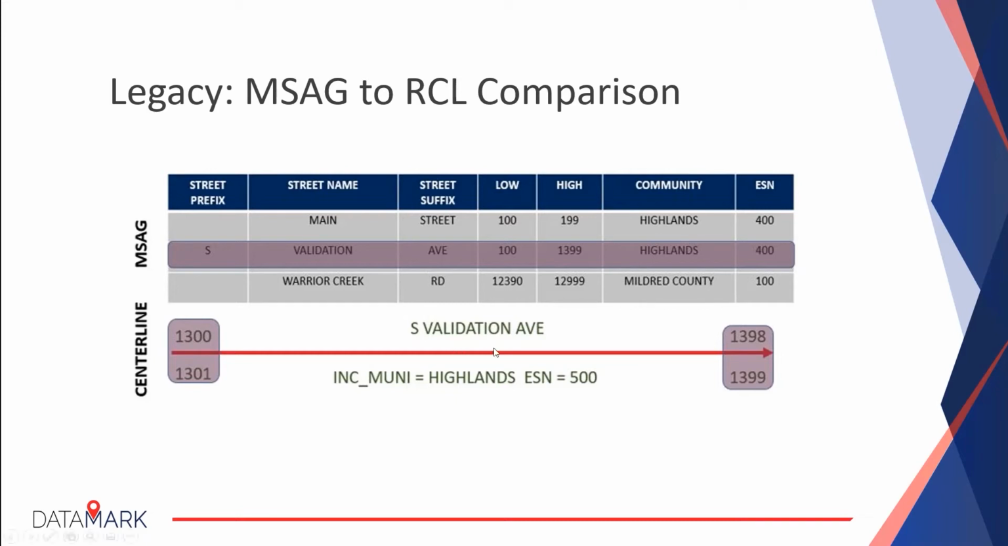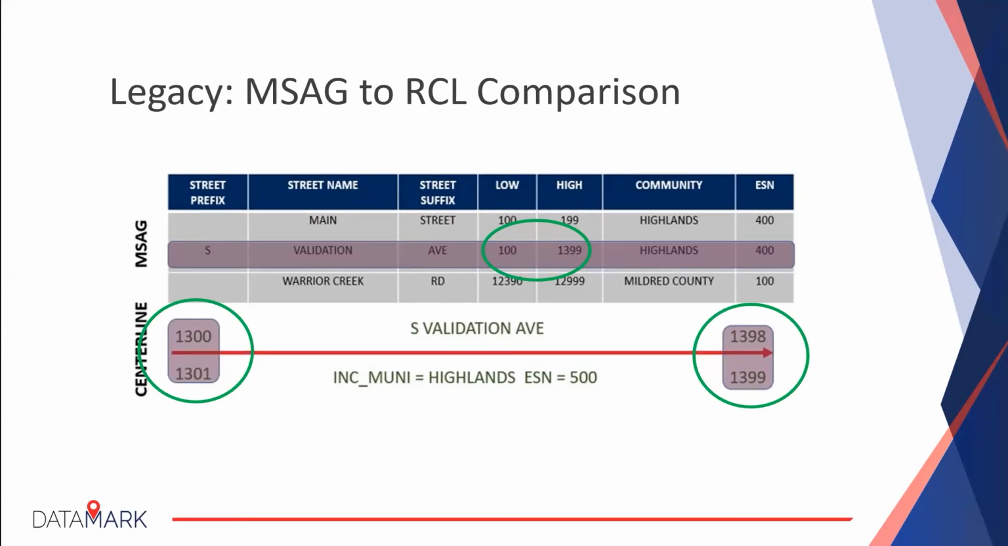So for example, the low to high range in your MSAG is going to get compared to your low to high range in your centerline. Now, the low to high in this MSAG is 100 to 1399, while your actual GIS range is 1300 to 1399. Now, this may produce for you, from an MSAG perspective, what I call false errors. 100 to 1399 isn't exactly wrong, but it's going to produce an error to say, hey, your road centerline and your MSAG don't match.